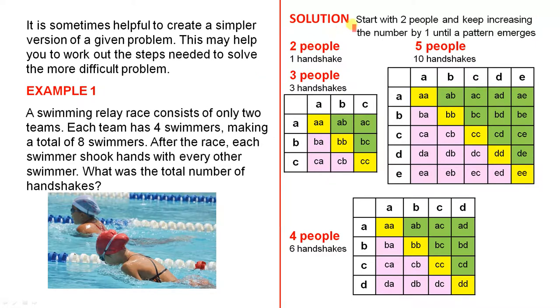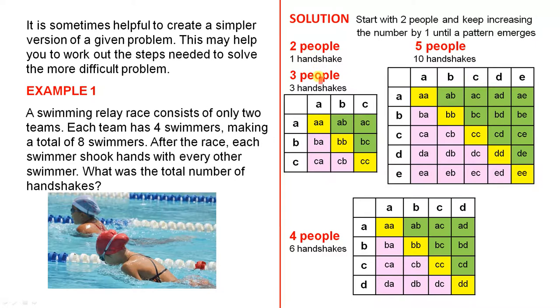So here's the solution. Start with 2 people and keep increasing the number by 1 until a pattern emerges. If you have 2 people, that's all. Let's say they're swimming against one another. At the end, there's only 1 handshake. That's it, because there are only 2 people.